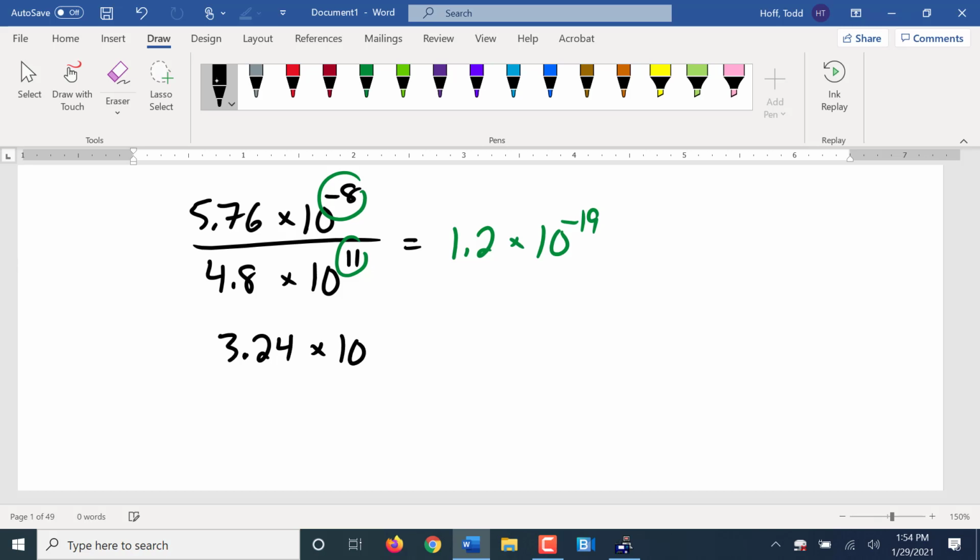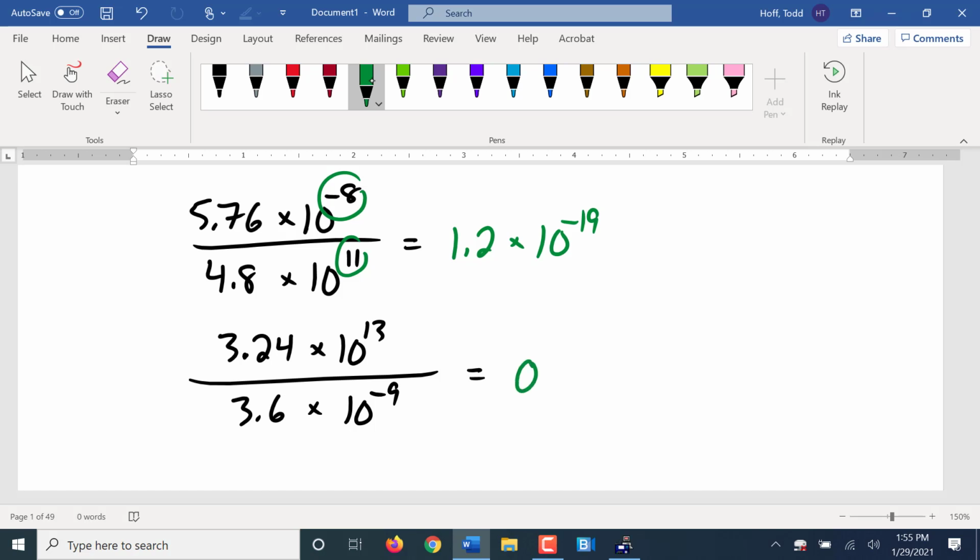3.24 times 10 to the 13th divided by 3.6 times 10 to the negative 9th. So we'll divide the numbers first here. 3.24 divided by 3.6 is 0.9. Good. Times 10 to the, so 13 minus a negative 9. 13 plus 9 is actually positive 22. Positive 22nd power. Like I said, the negatives will haunt us.